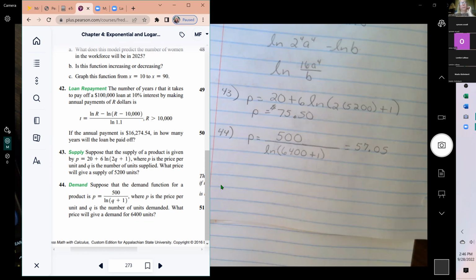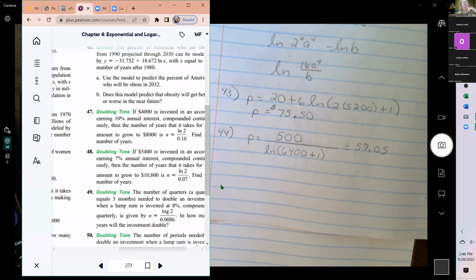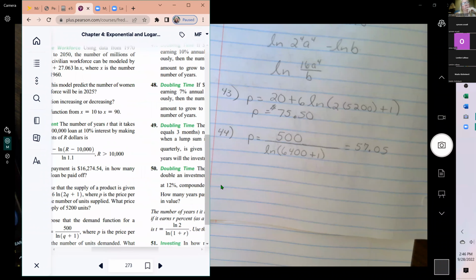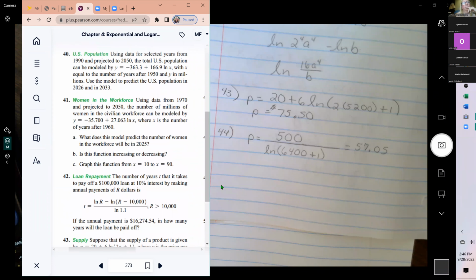Positive. Any questions on rewriting them? I don't like these other problems. Okay, let's look at one more, number 40.